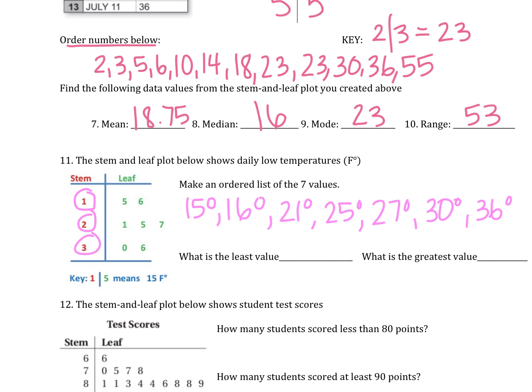Now using the list, I can just figure out what is the least value. What is my smallest number? Well, if I look here, we have 15. So it's 15 degrees Fahrenheit. What is the greatest value? Right here, we have 36 degrees Fahrenheit.